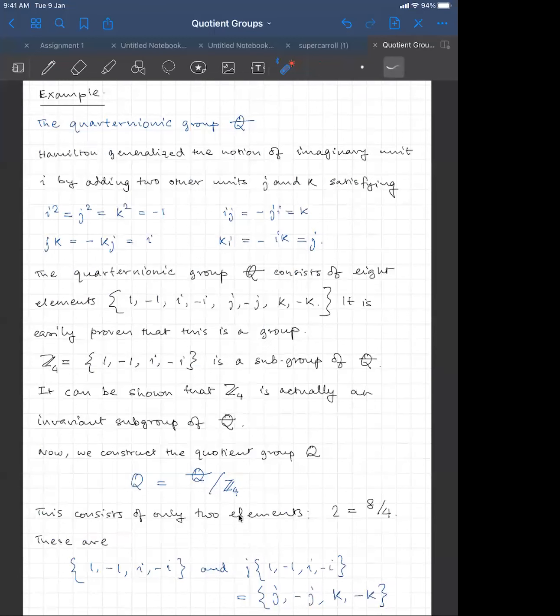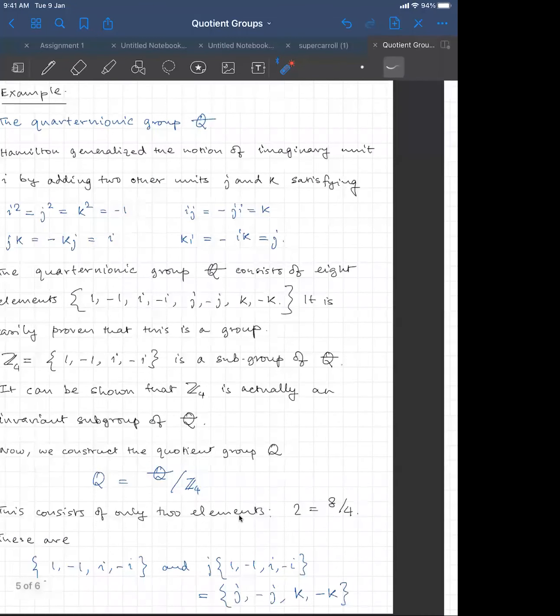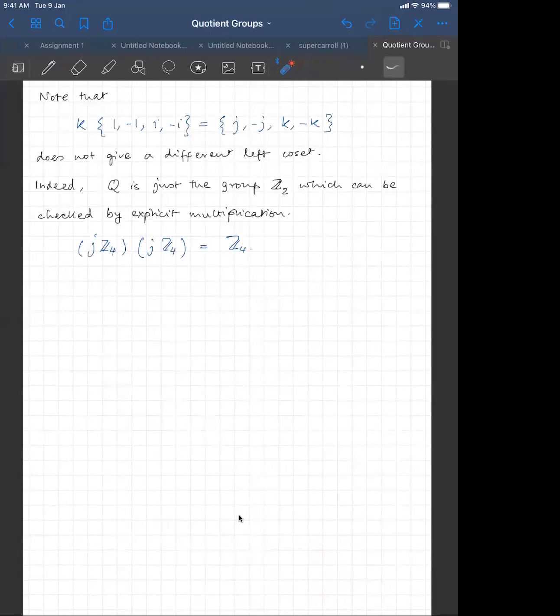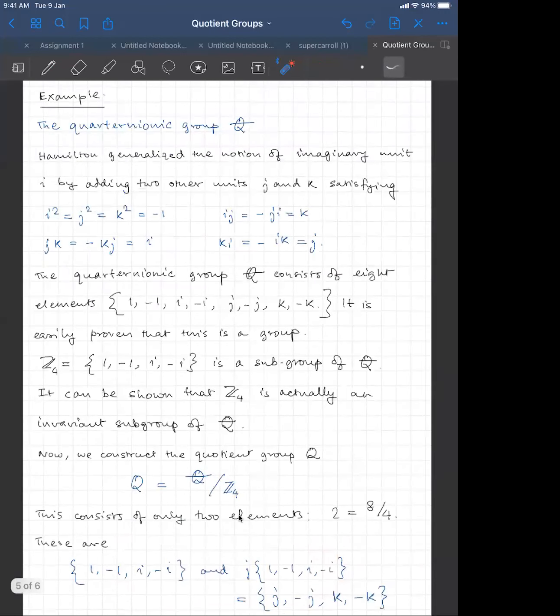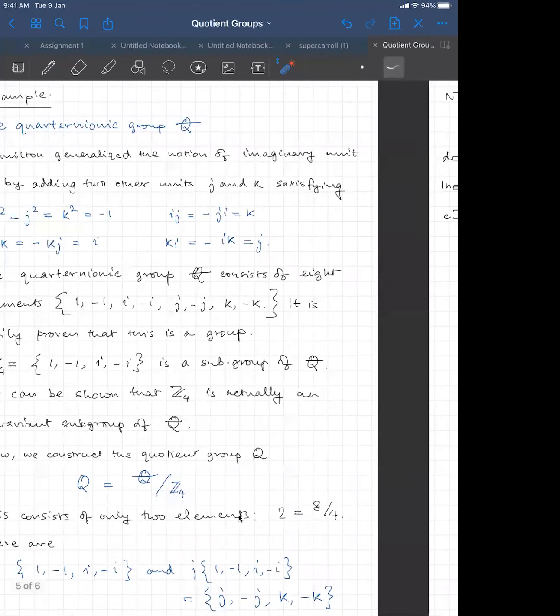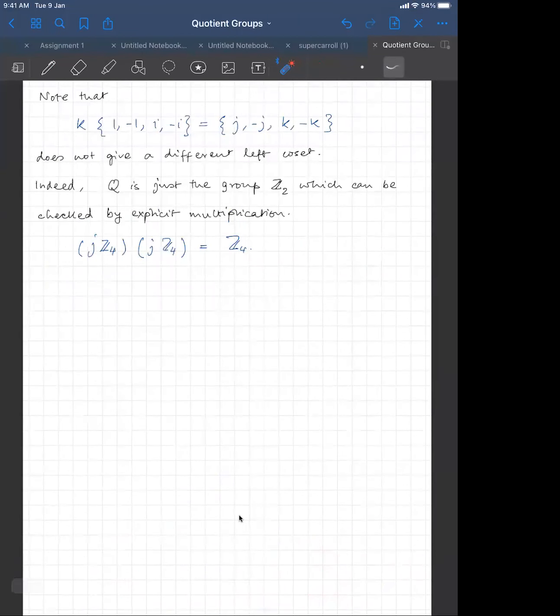The normal question to ask is what happens if we had not multiplied it by j but multiplied it by k? But then it's going to give you the same thing again. It's going to be k, minus k, j, minus j, which is essentially the same as this. So this does not give you a different left coset. So indeed, you just have these two, this and this. And as you can understand, the quotient group is going to be just Z2.